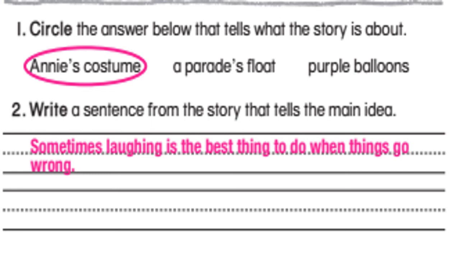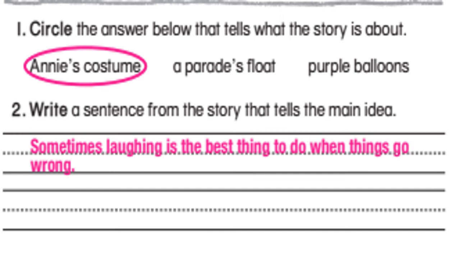So the whole text was telling you about Annie's costume, that she wanted to look like a bunch of grapes, but at the end it didn't work and she lost all the balloons. So the story is not about a parade's float, and it's not about the purple balloons. Number 2, write a sentence from the story that tells the main idea, what the author wants you to know from the story. Yes, the author wants you to know that sometimes laughing is the best thing to do when things go wrong. Where did you find this sentence? It was the last sentence in the text.